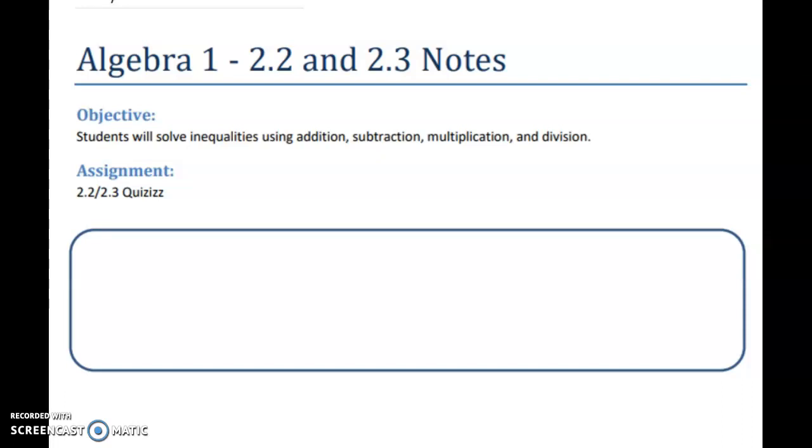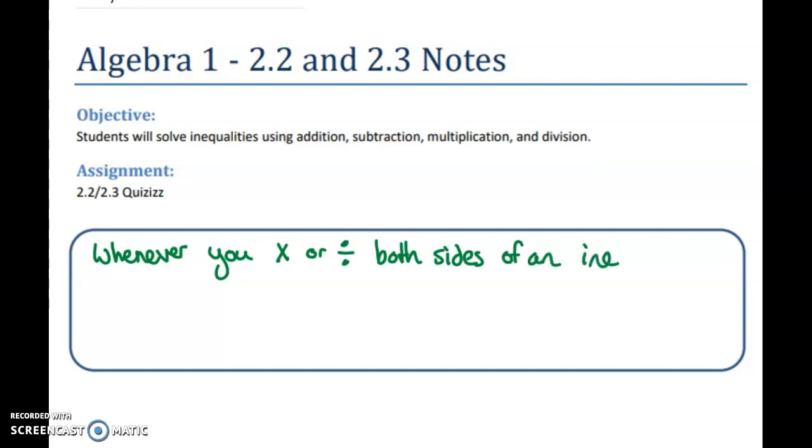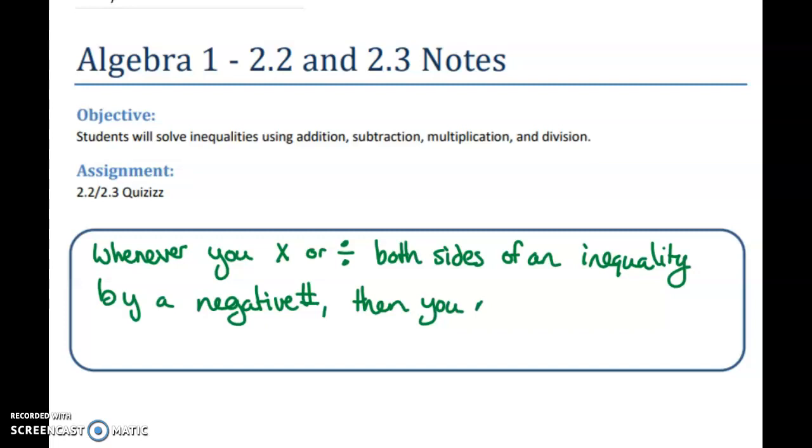Okay, so you have this big blank box at the top because I want you to write in this rule. The rule is, whenever you multiply or divide both sides of an inequality by a negative number, then you must flip the sign.